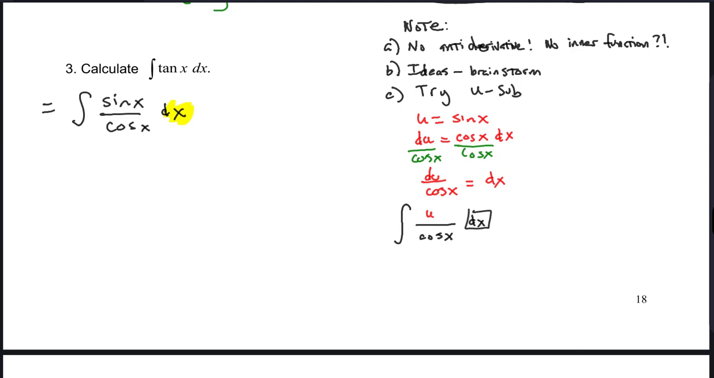dx equals this. I can replace dx, so that integral will become u on top. The cosine x is still there. And then dx, I'm taking dx out and putting in du over cosine x.